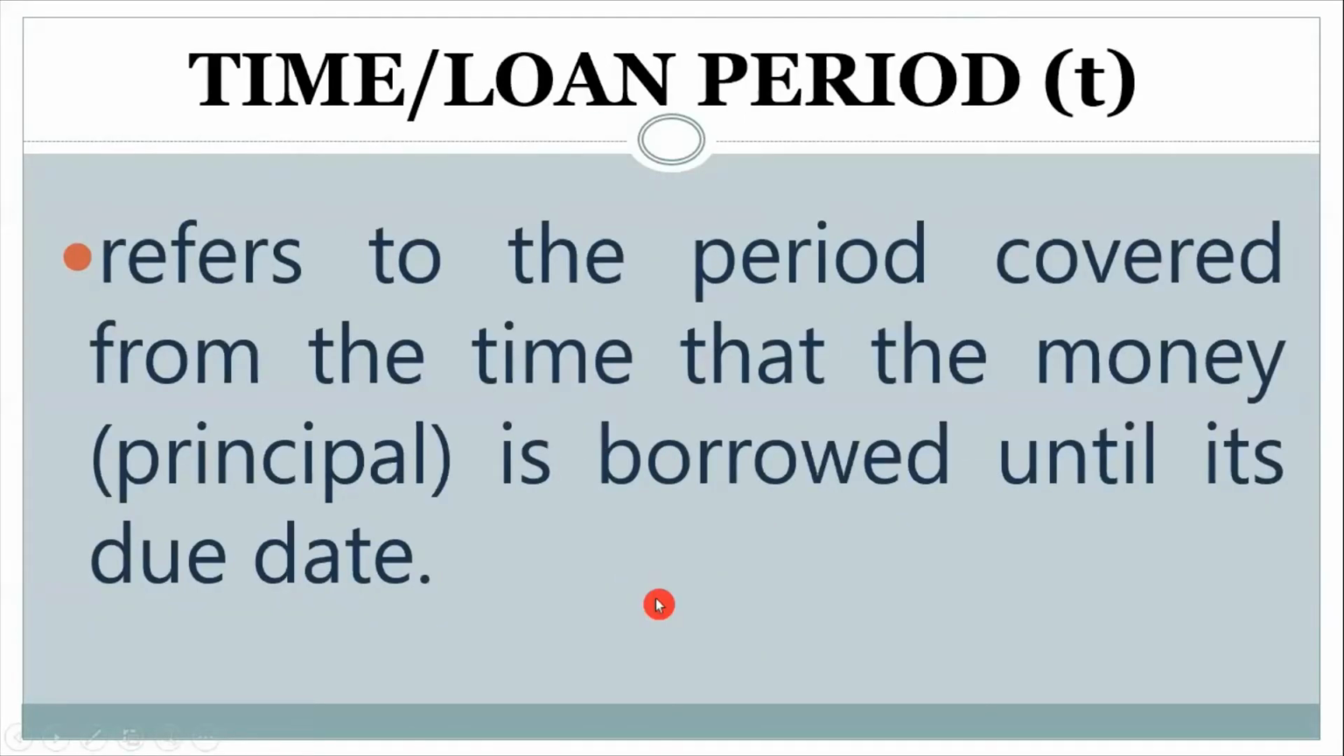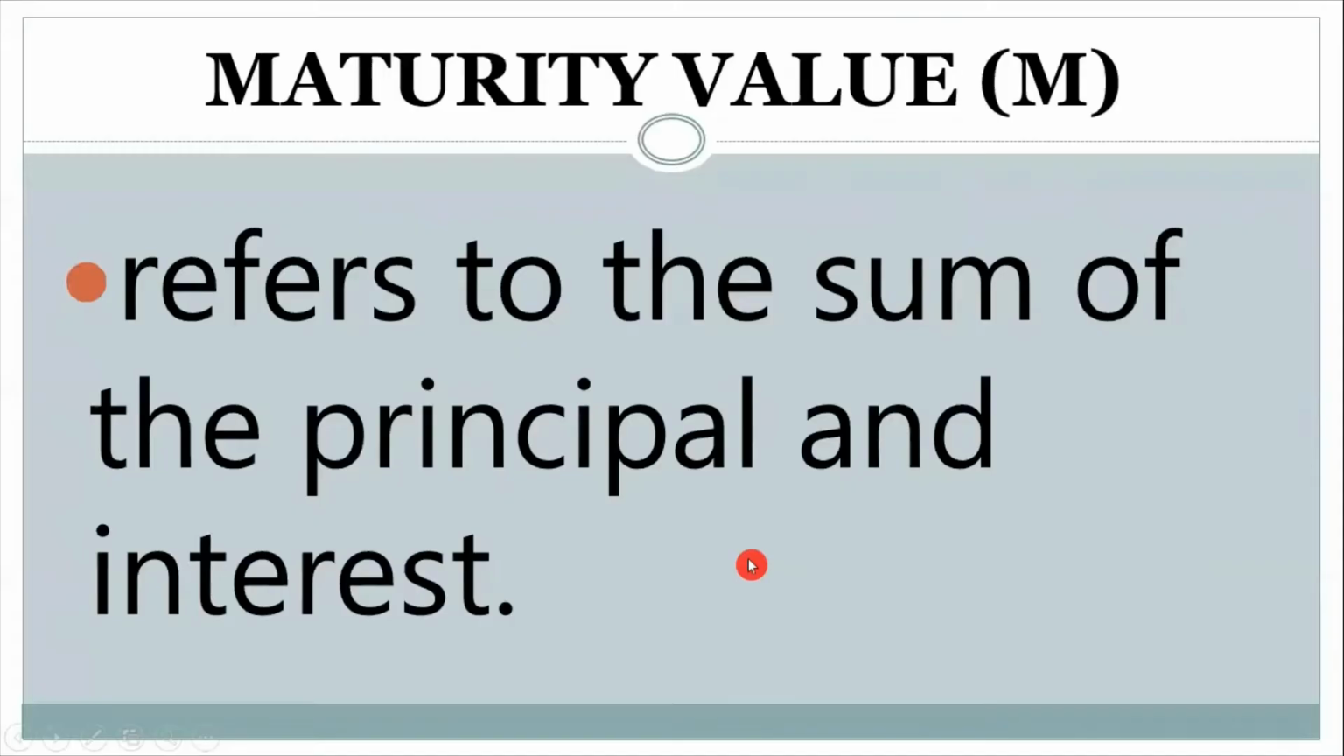We have the time or loan period, which is denoted by T. The time here should be in years. This refers to the period covered from the time that the money or the principal amount is borrowed until its due date. The due date of the payment of the principal amount is known as the maturity or the future value. Next is the maturity value, denoted as the variable M. This refers to the sum or the total of the principal and the interest.